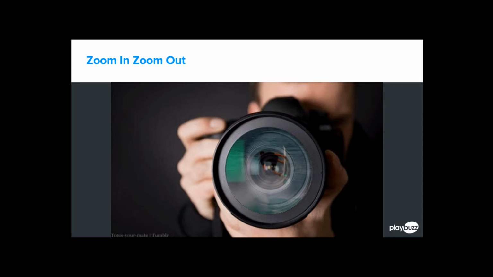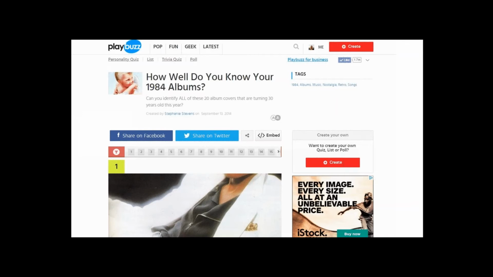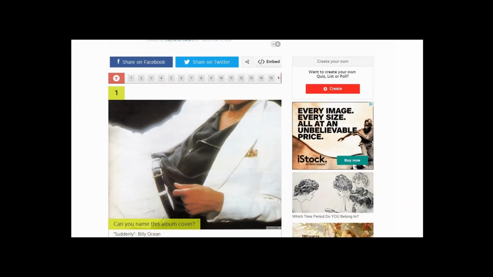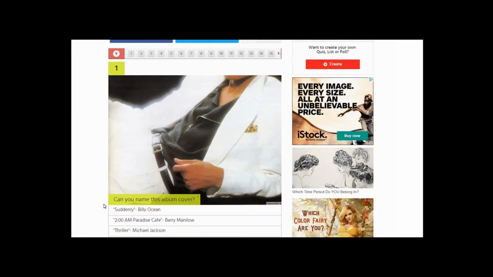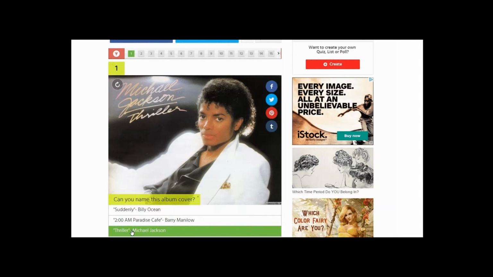It's like giving your audience a piece of the puzzle and they need to put it together. This works really well with famous and iconic images such as album covers. Here is an example, a trivia quiz. How well do you know your 1984 albums? The creator gives us an image zoomed in. We have to guess what album cover this is. Okay, Michael Jackson. This is a great use of the zoom in, zoom out.